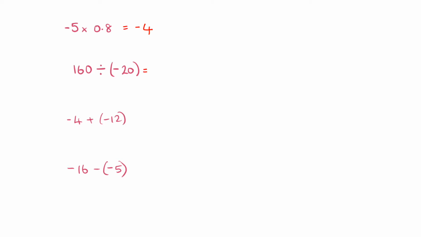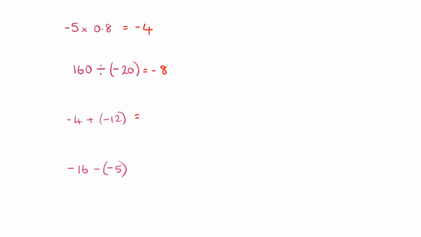Okay, so 160 divided by negative 20. Well, 160 divided by 20 is 8. And then a positive divided by a negative. Remember, each time you multiply by a negative, it changes the sign that you are at. So that makes that a negative 8.